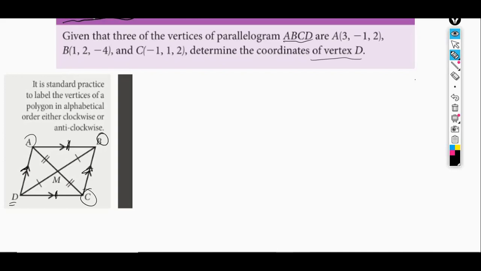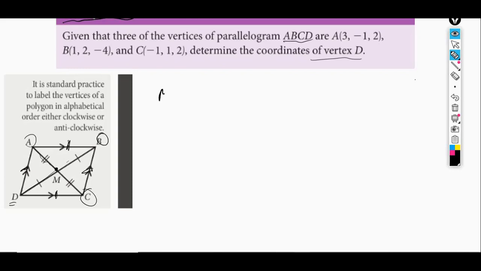Now, the interesting thing is that if you draw these diagonals, the diagonals are going to meet exactly at the midpoint. So M is the midpoint between A and C, and D and B. So we're going to use this fact to find the coordinates of vertex D. So first of all, let's find the midpoint. So the midpoint would be between A and C.